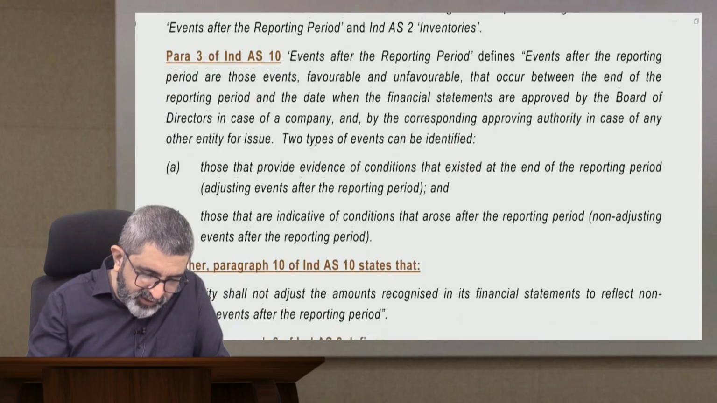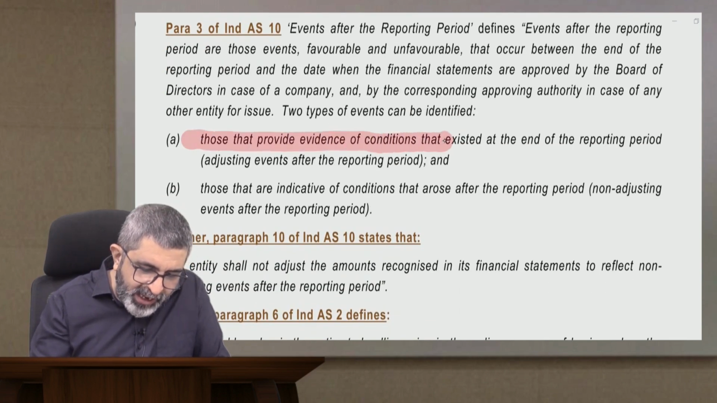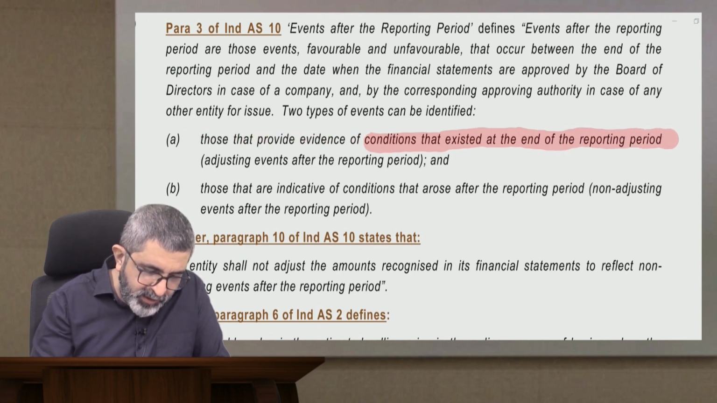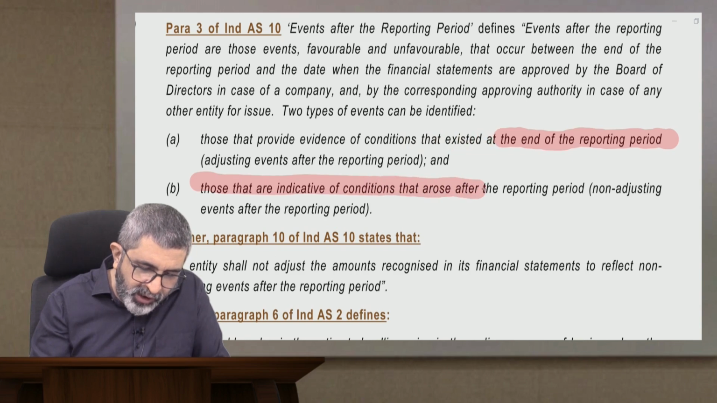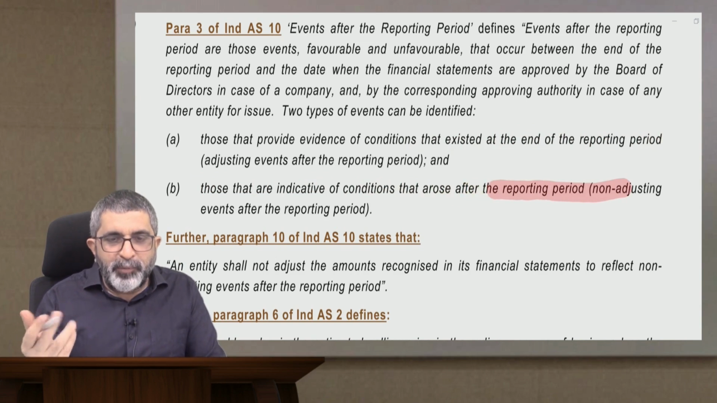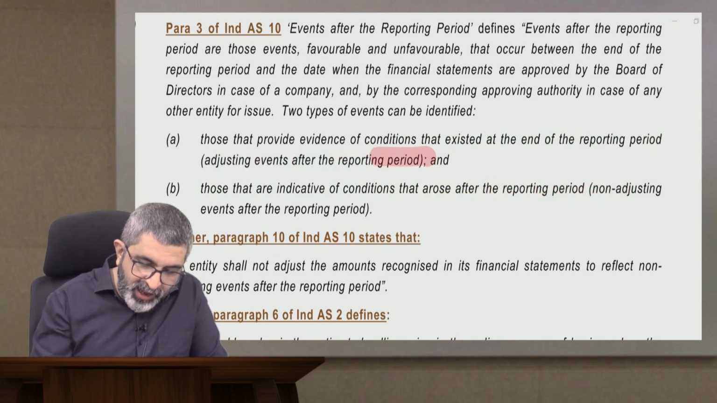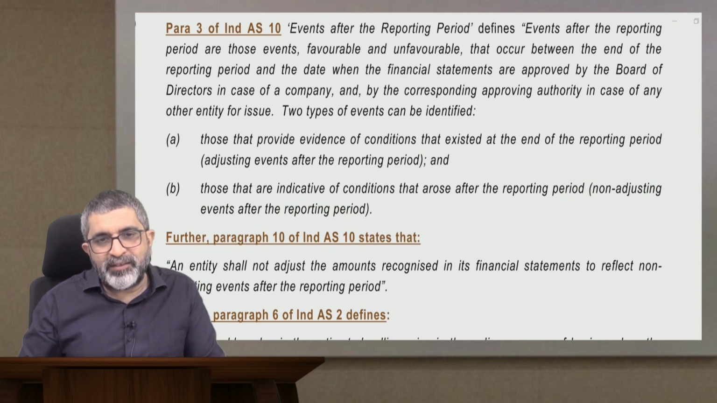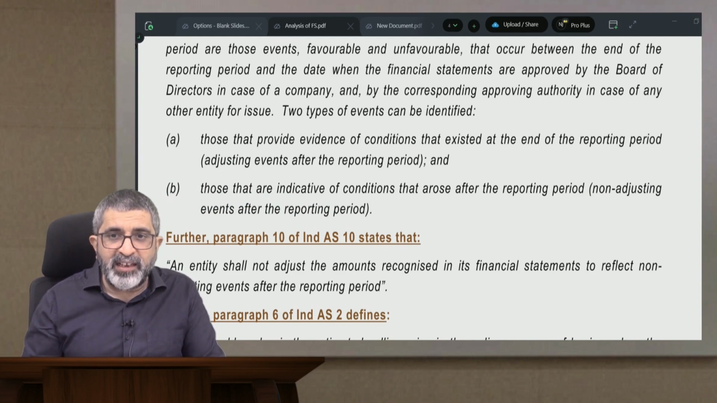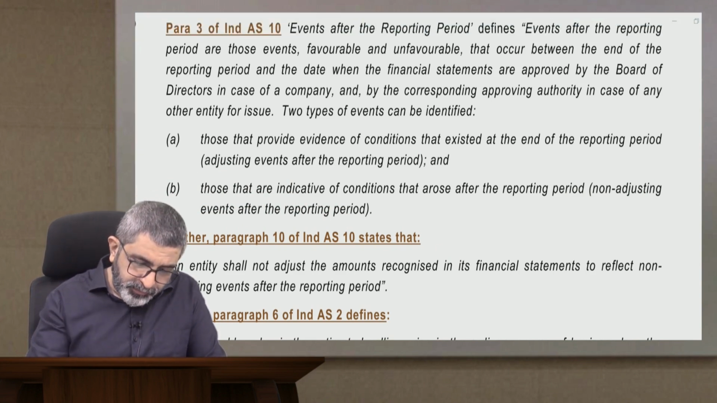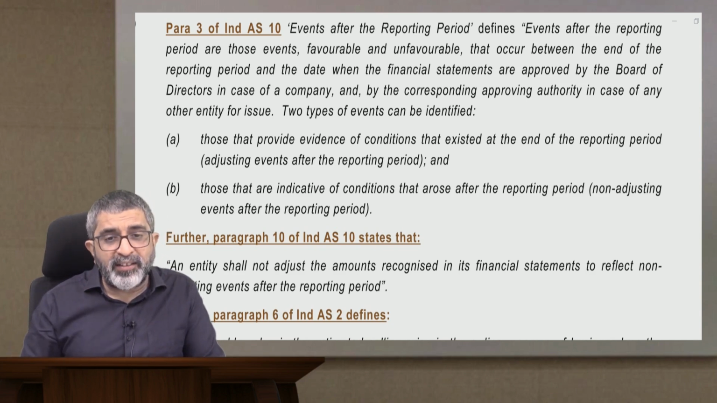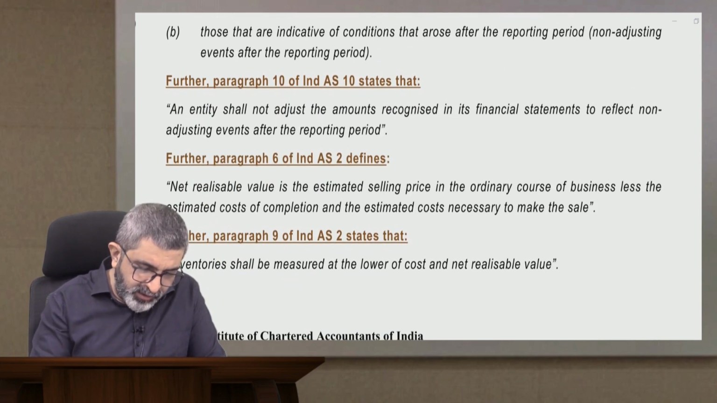And two types of events can be identified: those that provide evidence of conditions that existed at the end of the reporting period, and those that are indicative of conditions that arose after. So this is the fundamental point. So these are adjusting events and these are non-adjusting events. Our scenario falls in this category, correct? It falls in this category, which is the category of what? Non-adjusting event. But over here the accountant has treated this as adjusting event. That is the fundamental error.